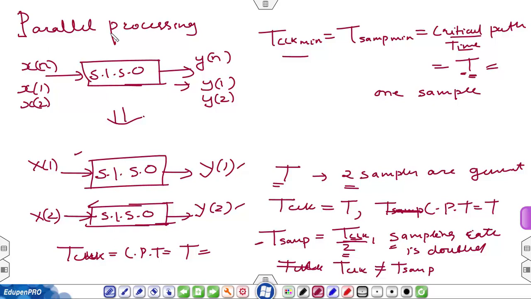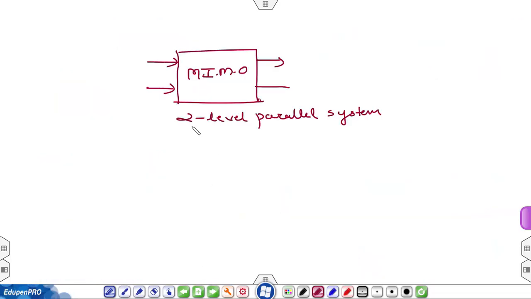This parallel processing is also known as block processing, where block is the number of samples that can be given simultaneously to the system. In this case the block size is 2, and we can say that this is a two-level parallel processing system. This can be equivalently represented by a block diagram using a single box. This is a multiple input multiple output system, and it is a two-level parallel system. It can process two samples at the same time.